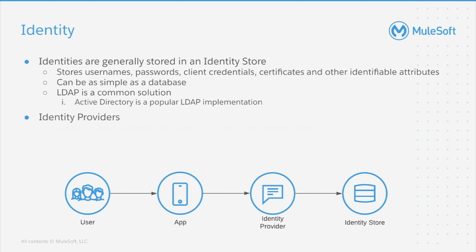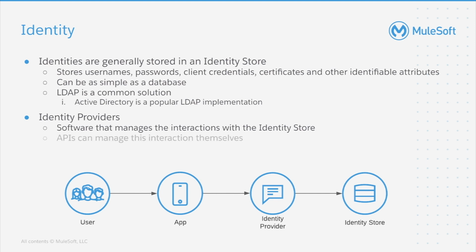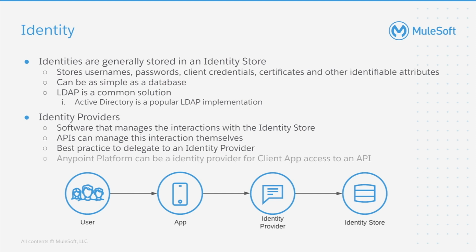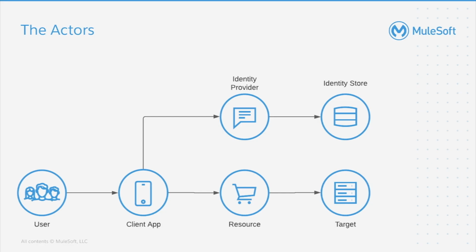Identity providers provide an interface over an identity store. They may have workflow, audit tracking, and can federate many different identity stores, such as internal users versus external users. An API could be its own provider, for example, using basic authentication policies, but it is best practice to centralize and delegate this function. When you register a client application in the Anypoint platform and apply client ID and secret policies, the Anypoint platform acts as an identity provider and store.